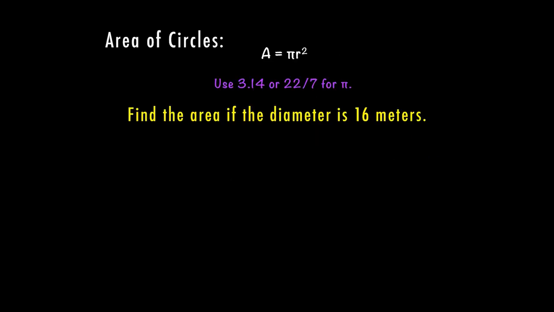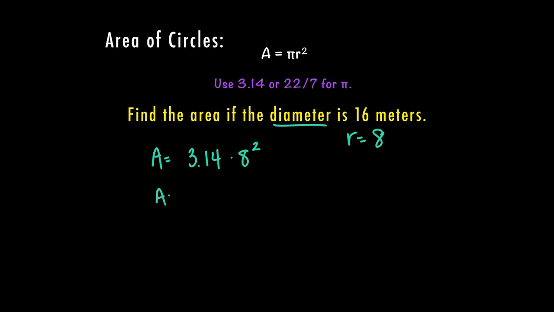All right, so now we want to find the area if we know the diameter. So now we have to think back to a little bit of our circle information. If the diameter is 16, that means that the radius is half of that distance. So 8 would be our radius. Now let's plug this into our formula. Since it doesn't tell us what to use for pi, we're going to use 3.14, and this is going to be times the radius squared.